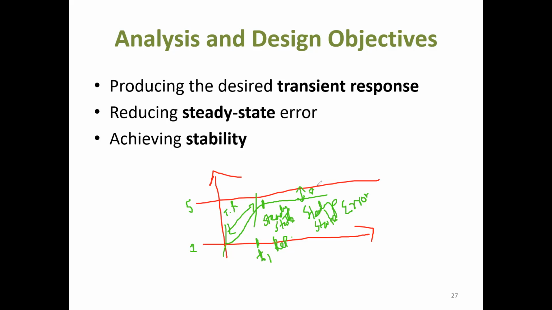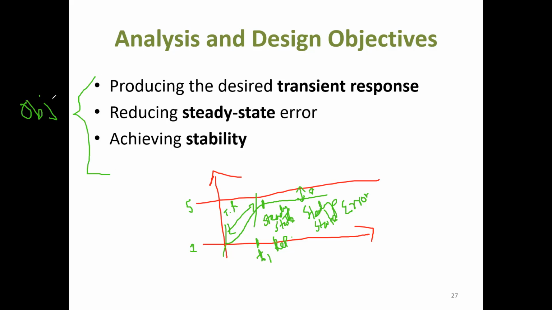So these things are your objectives. Producing the desired transient response, reducing the steady state error, and achieving the stability. These are the things you have to take care of to design any control system. So these are your objectives.